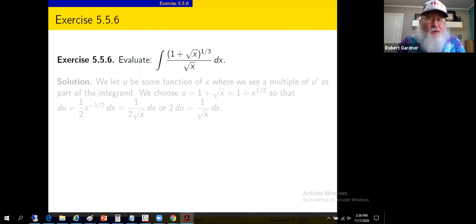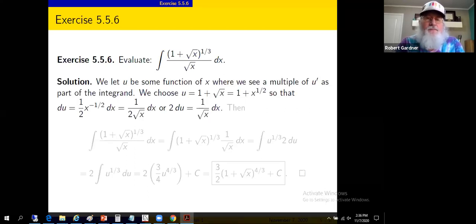This is a hypothetical conversation for calculus 2, really. So the plan is we're going to have all of this stuff become either g of x or g prime of x, or a function of g of x. So all the x's have to go into either g of x or g prime of x. We want to let u be some function of x where we see a multiple of u prime as part of the integrand.